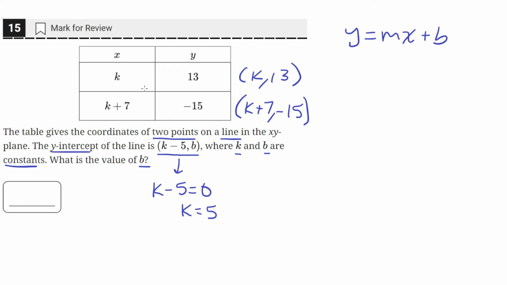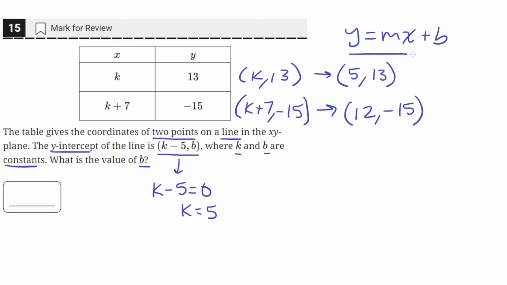Okay, now that we know the value of k, we can turn these coordinates into coordinates with just numbers instead of k. So the first one becomes (5, 13), and the second one becomes 7 plus 5, which is 12, comma negative 15. So now we have these 2 points on the line, and we can easily solve for all the components of the line.